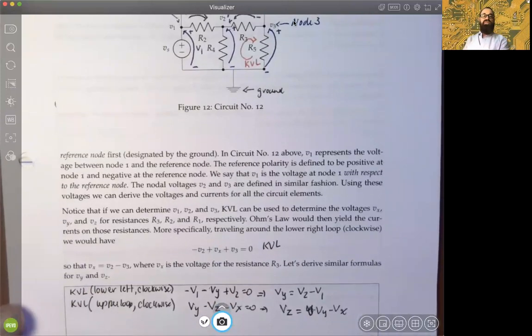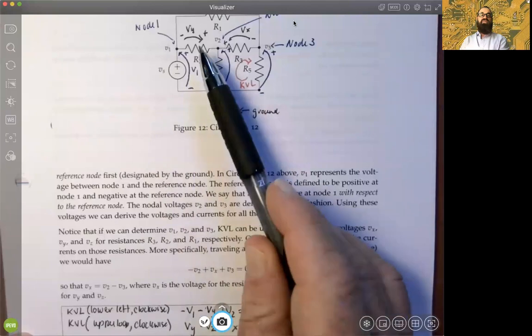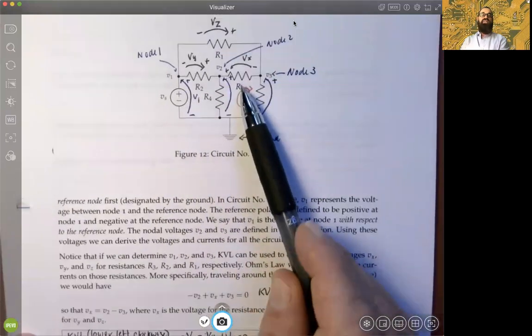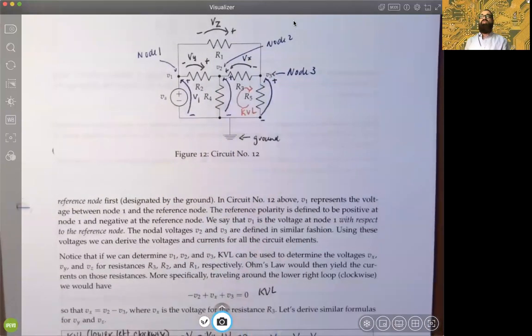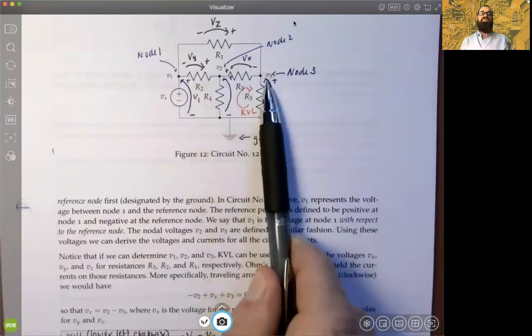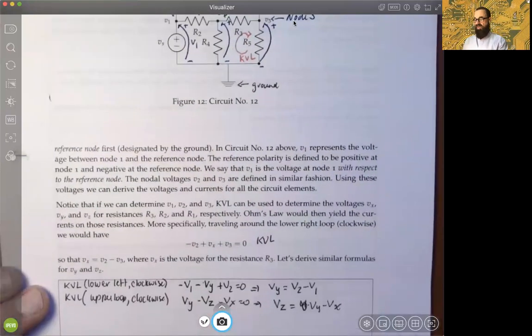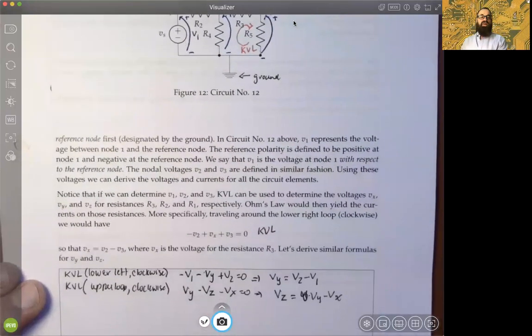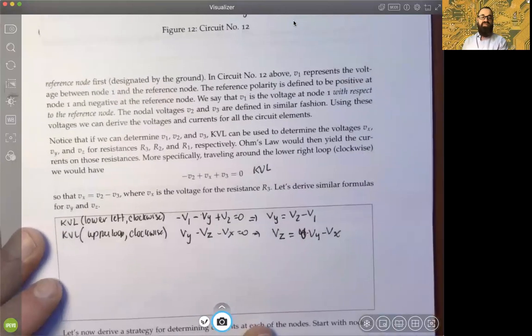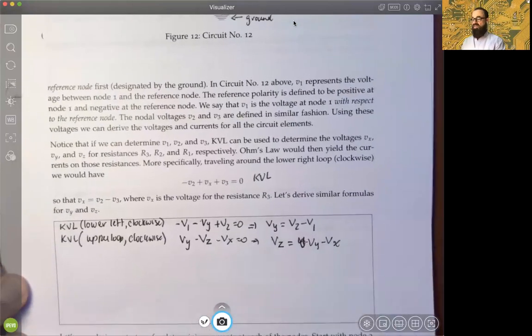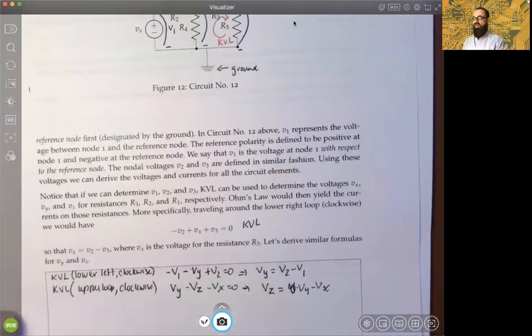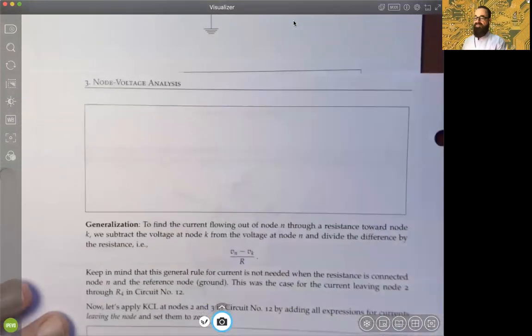We can use node voltages to get the voltages Vx and Vy, therefore we should be able to get Vz with KVL. So that kind of makes sense, right? So if we can get these two voltages, we should get the voltage there easily, okay? All right. So what we're going to do now is find a strategy to determine currents, and start with node 2, all right? So we're going to flip over to page 48.